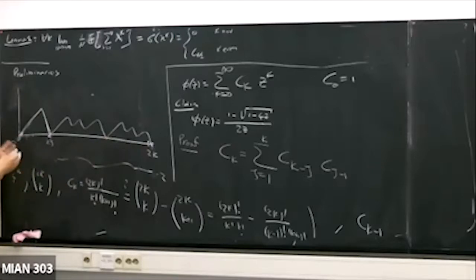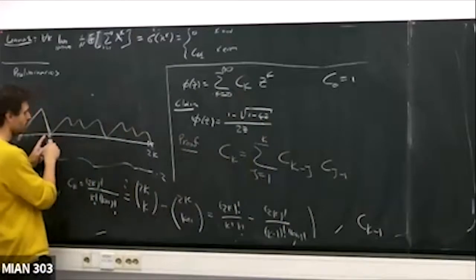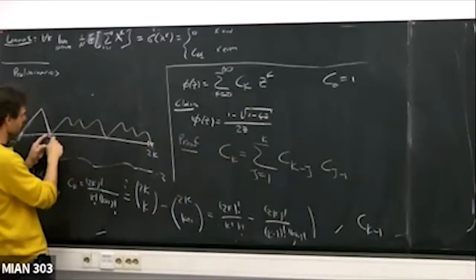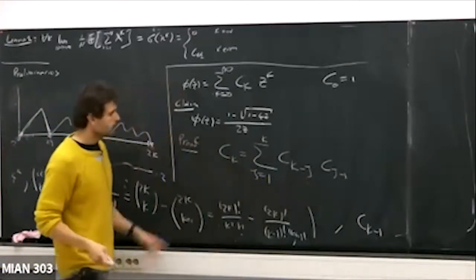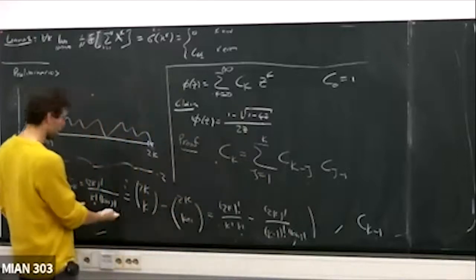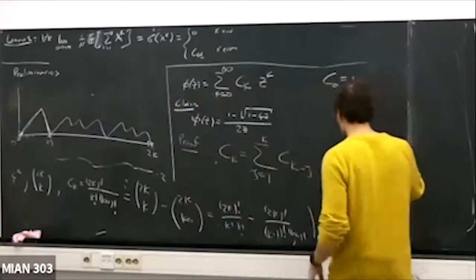So c_k is equal to the sum over j of how many paths touch 0 for the first time at 2j, and that's c_{j-1}, times how many paths go from 0 to 0, maybe touching or not touching 0 again, from 2j to 2k, and that's c_{k-j}. Thanks to this, or you can prove it by induction from the explicit formula. So once we have this, this is easily established.